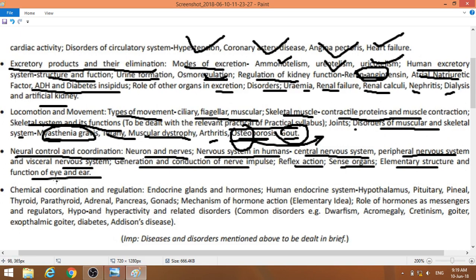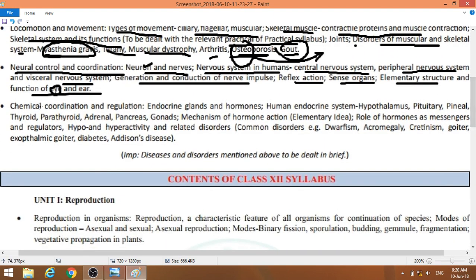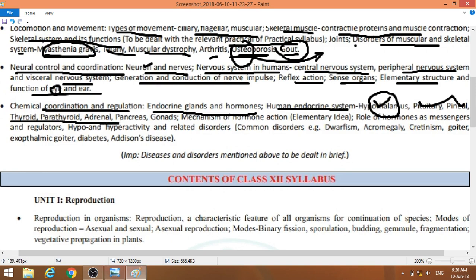Again, the question for the eye was that the lens is attached through ligaments to the ciliary body. The question came from the nervous system, neurons, Nissl granules, etc. Then you have chemical coordination and regulation, endocrine glands and hormones, the human endocrine system, hypothalamus. There was a question from the hypothalamus, pituitary gland, pineal, thyroid, parathyroid, pancreas, gonads, mechanism of hormone action, elementary area. That is how hormones go on to act.